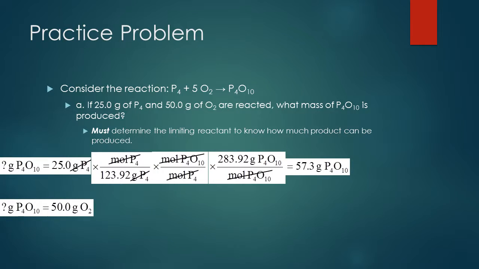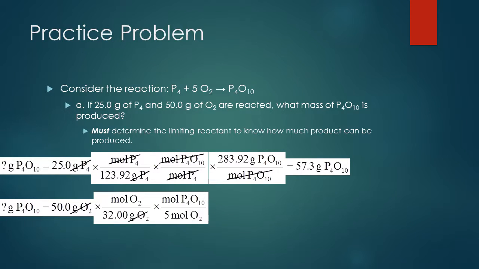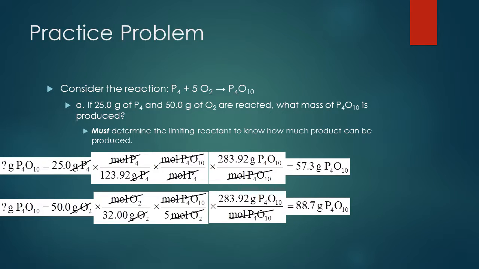We need to do the same calculation with the oxygen. How much P4O10 can we get if all 50 grams of O2 react? So again, a gram, mole, mole, gram problem, converting from grams to moles of oxygen using the molar mass. Then our balanced equation showed us we have a 5 to 1 mole to mole ratio. Then we have 283.92 grams for our molar mass again, as we did before. And this gives us 88.7 grams of P4O10.